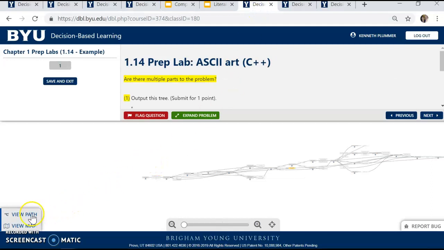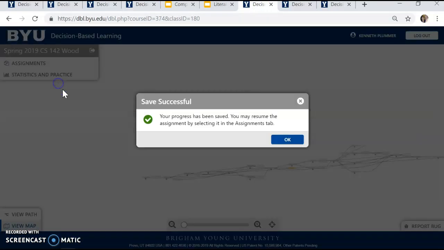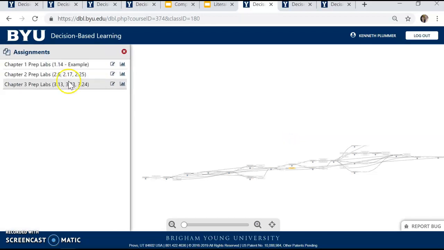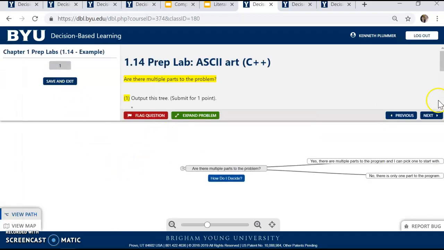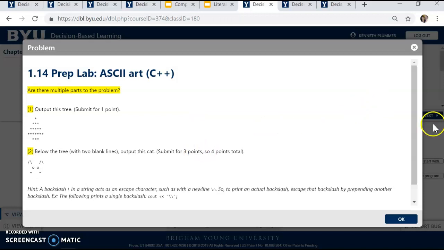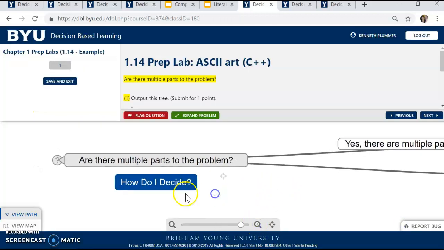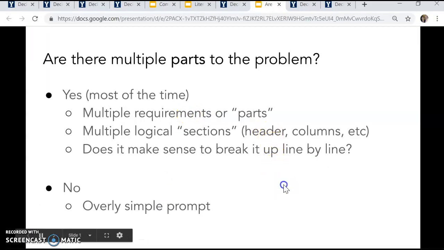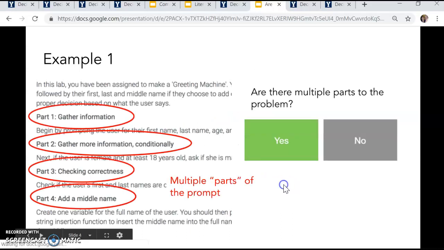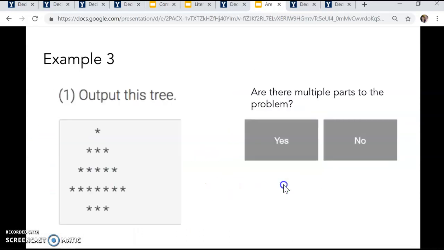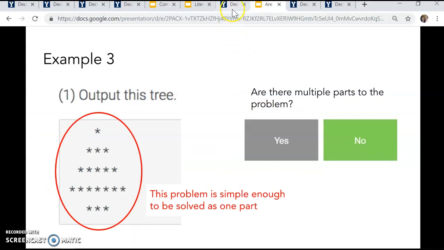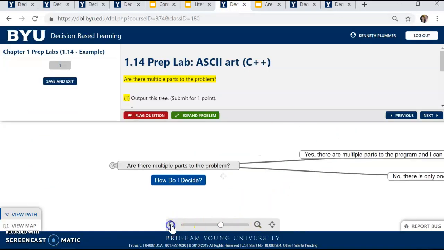Here's an example from computer science, and we can take an assignment through here. So here would be just a simple assignment in a basic computer science class. They read it, and then they look at the high-level decision. Are there multiple parts to the problem? And then they're given just enough, just-in-time instruction that'll help them determine if there are or are not multiple parts. Then they make their decision.